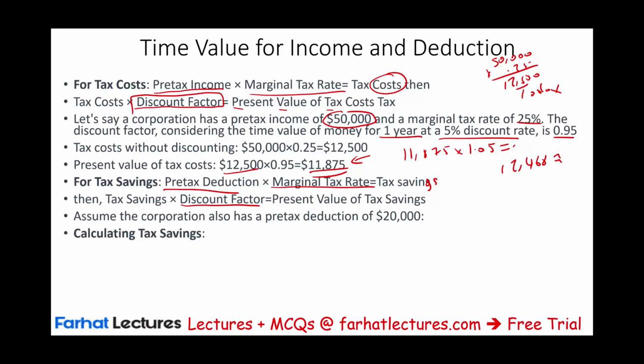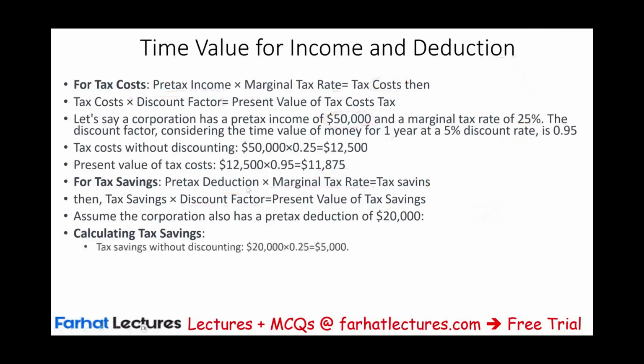Let's assume this is $20,000 and we can take the deduction today. If we can take the deduction today, we're going to take 20,000 times 0.25, and that's going to give us a savings of $5,000. So here's the computation. We're going to get a tax savings of $5,000.